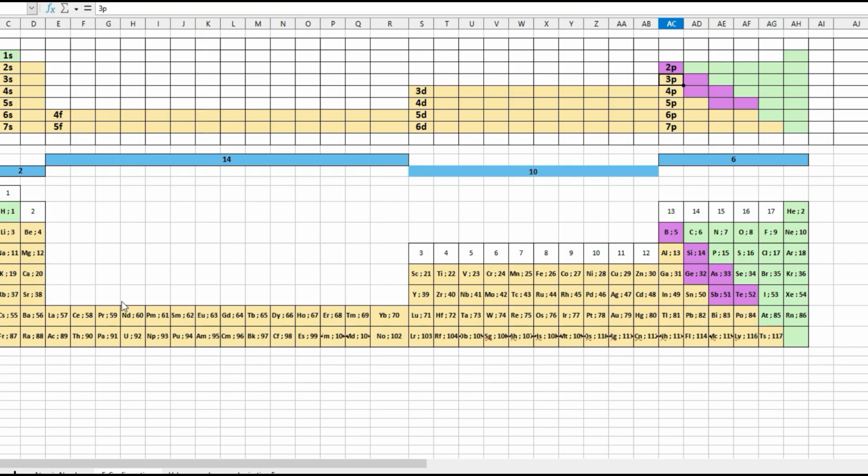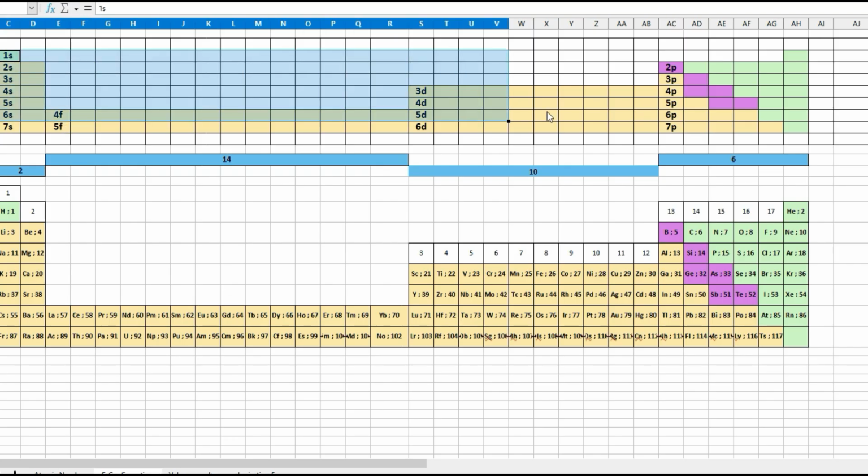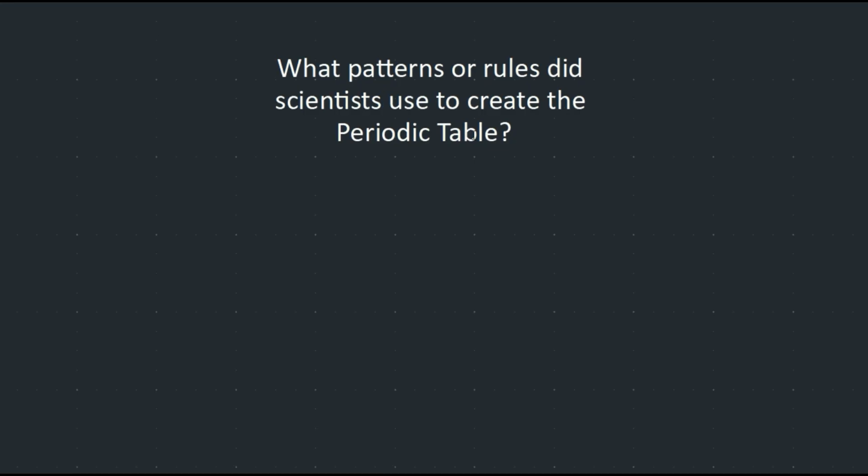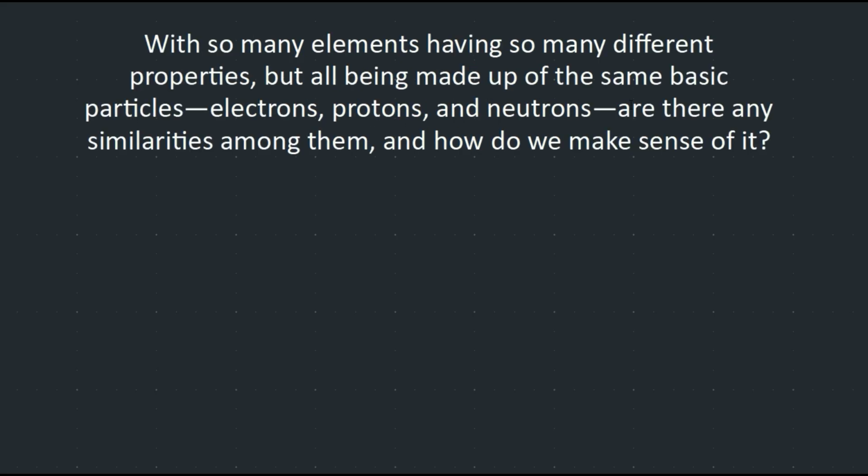Technically, it's supposed to be this. So why is this weird table over here? That's what we're trying to understand. So the question is, what pattern or rule did the scientists use to create the periodic table? The periodic table is going to help us with this particular question, understanding the similarities and differences and everything.